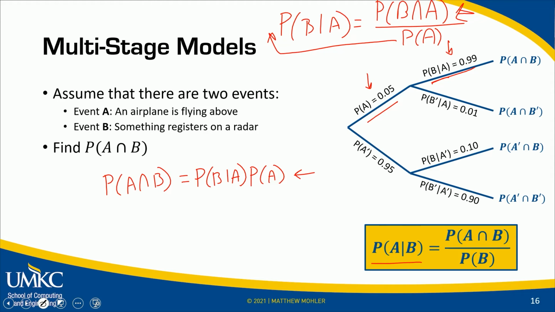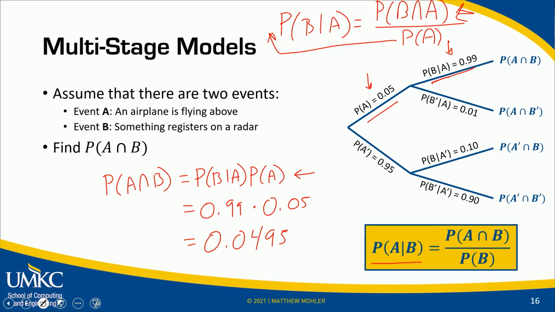Now, all that being said, to find the probability of A intersected with B, all we have to do is multiply the probability of A, and actually to keep these terms the same, we'll say the probability of B conditioned on A, which is 0.99. We multiply that by the probability of A, which is 0.05. And we find that that is equal to 0.0495, or just under that 5% chance.